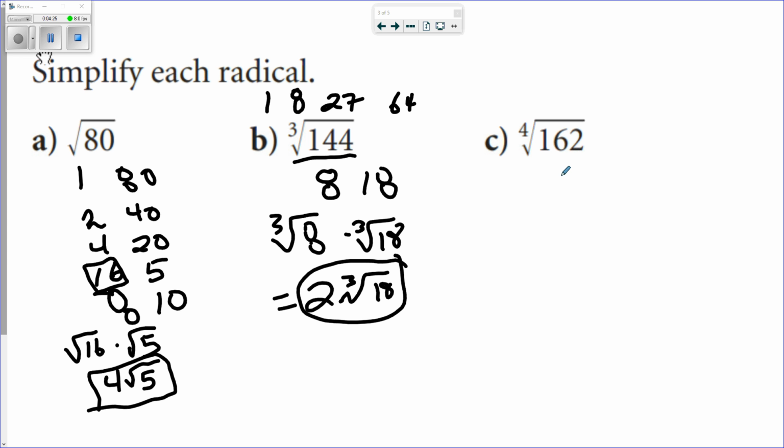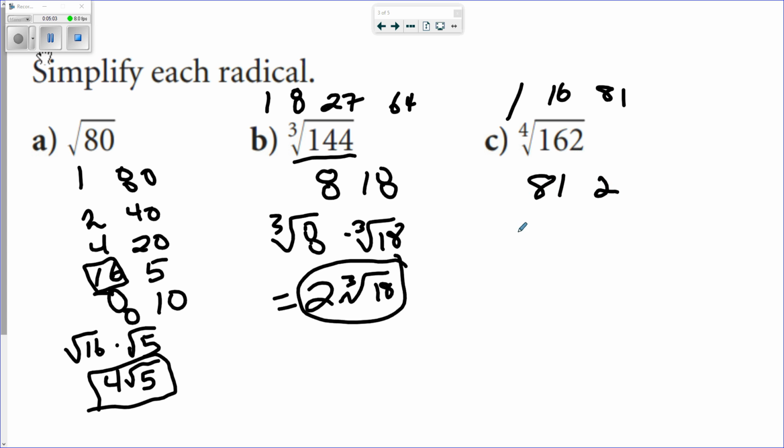Now when we look over here at the fourth root, let's write down our perfect fourth powers, I guess. 1, 2 to the fourth is 16, 3 to the fourth is 81. And that's as far as we need to go. So if we check, of course, 1 is a factor of 162. 16 is not. 81 is. So we can split it up into 81 and 2.